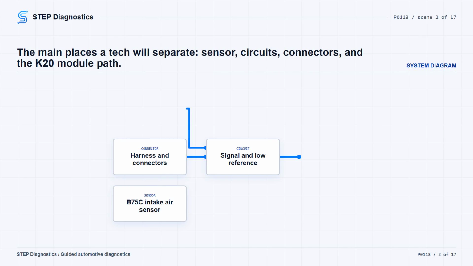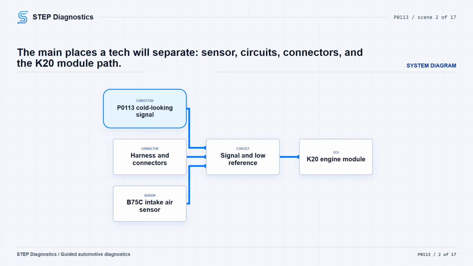Broadly, possible fault areas include the sensor signal circuit, the low reference side, harness and connector issues, the multifunction intake air sensor, and less commonly the control module. This code sits in a larger group of related intake air and pressure sensor diagnostics, so if other codes are present, check what they mean first, but keep this diagnosis focused on P0113.